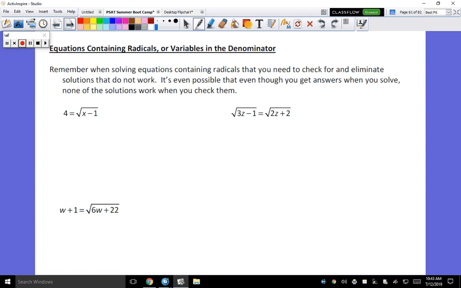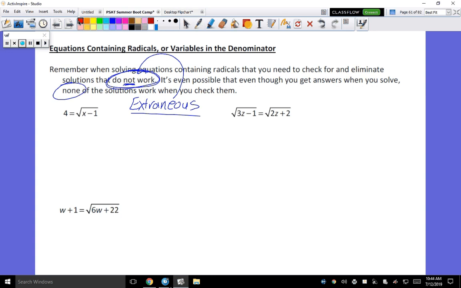Now, equations containing radicals or variables in the denominator. We have to remember we're going to rationalize all that good stuff. But remember, when solving equations containing radicals, that you need to check for and eliminate solutions that do not work. There's a fancy word for that. What was that word that we were taught? Extraneous. Extraneous solutions. These are the ones that you could get mathematically, but you gotta check your answers. Okay? It's even possible that even though you get answers when you solve, none of the solutions could work. So you gotta check them.